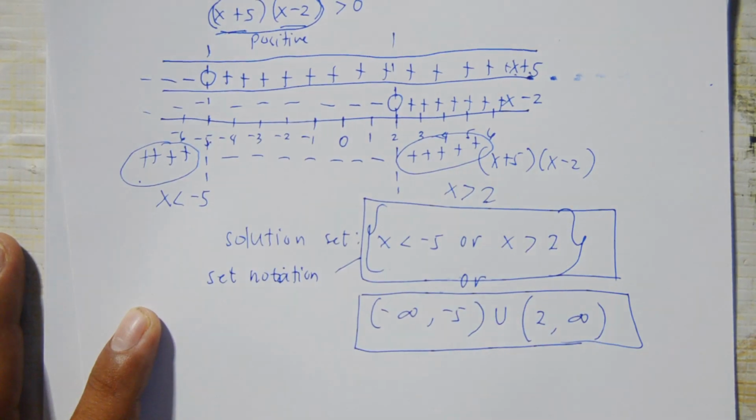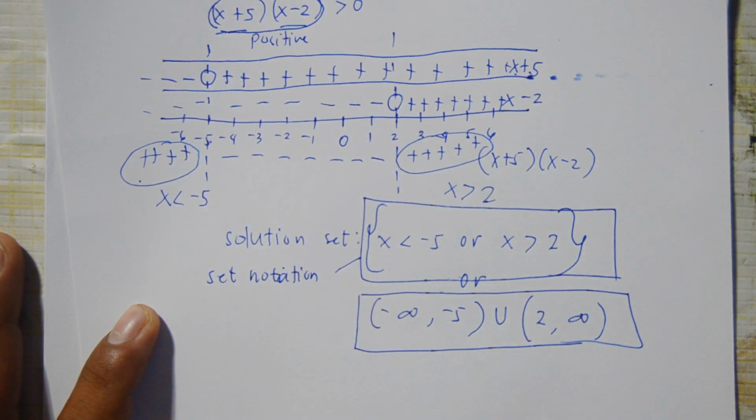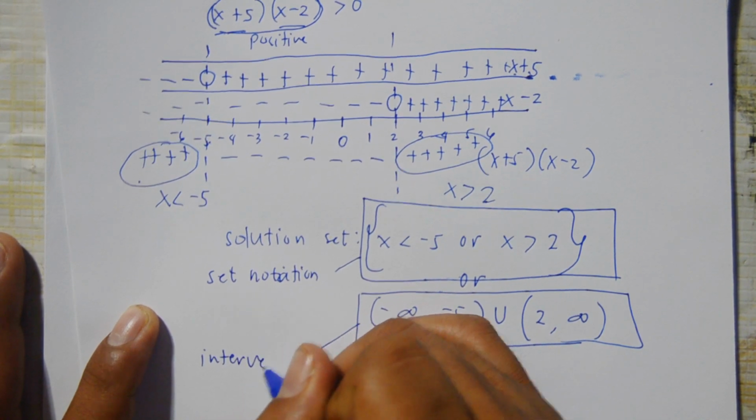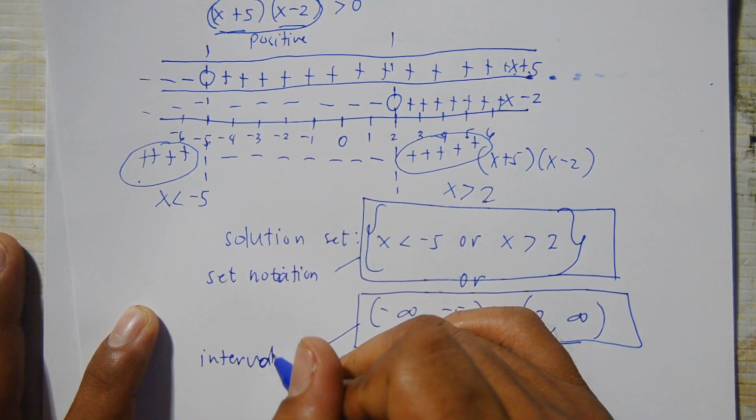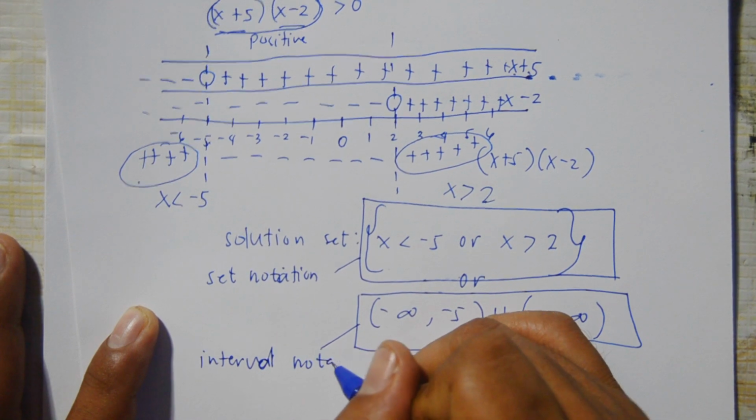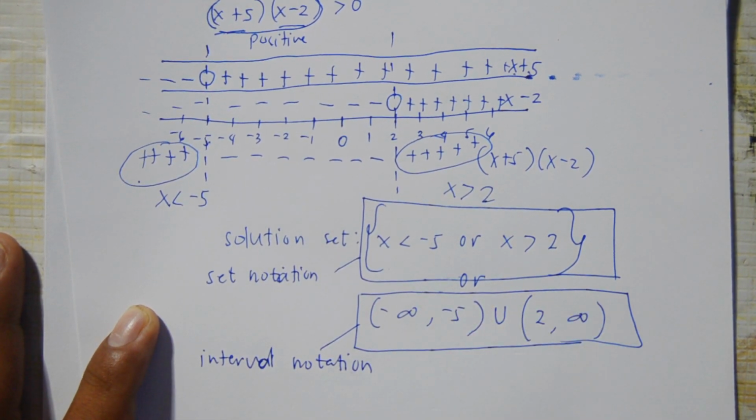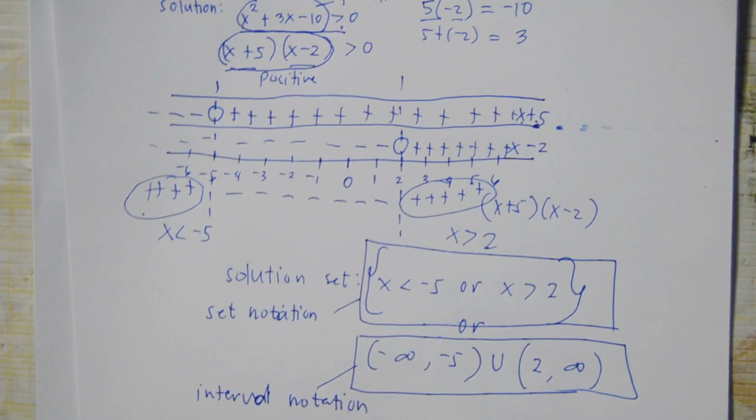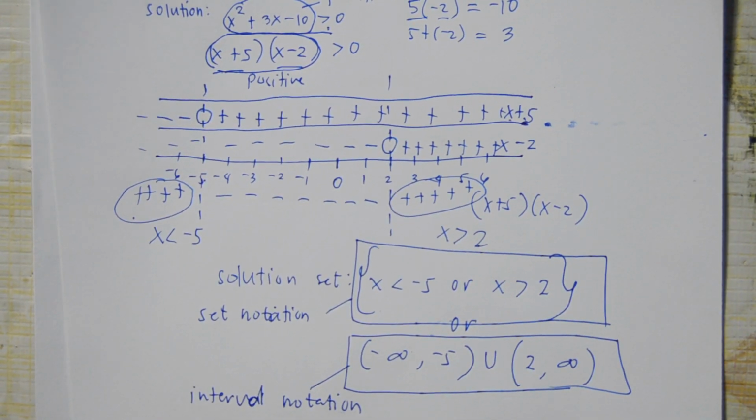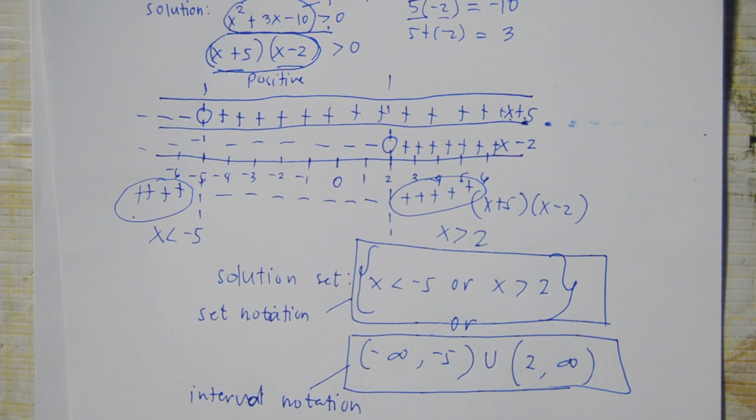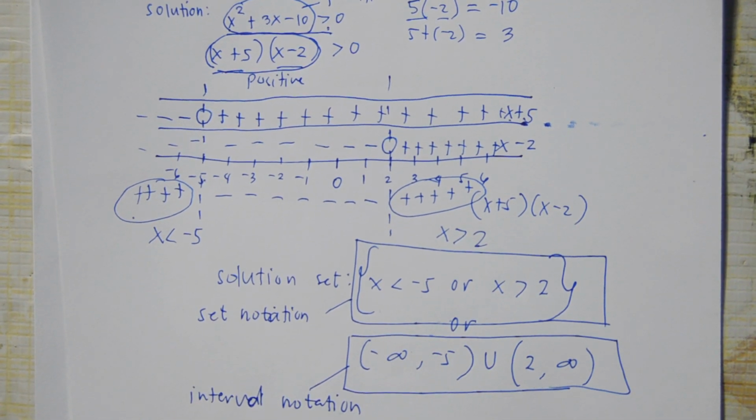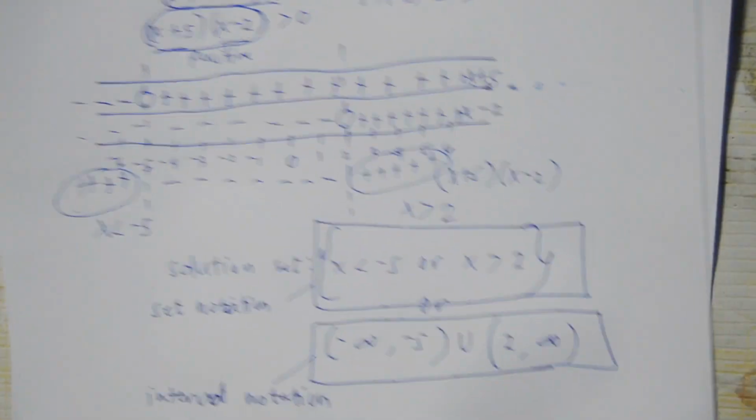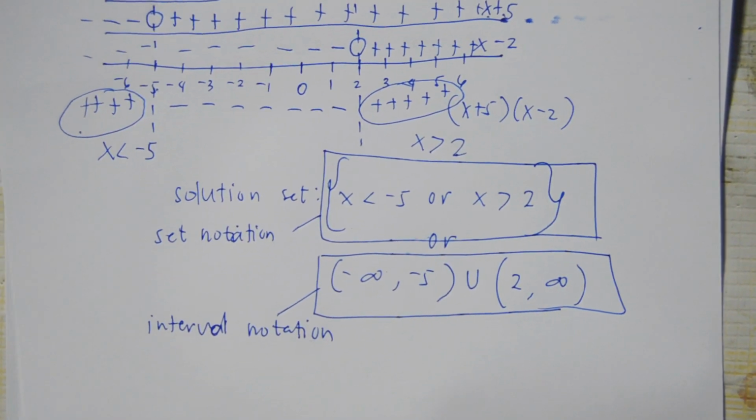So the first answer is the set notation, and the second is our answer in interval notation. It's either of the two that is our solution. That is how we are going to write our answer if our inequality is greater than 0.